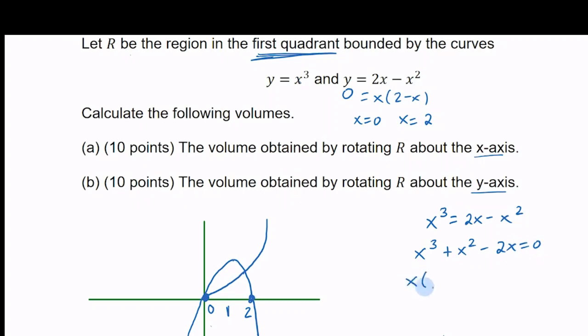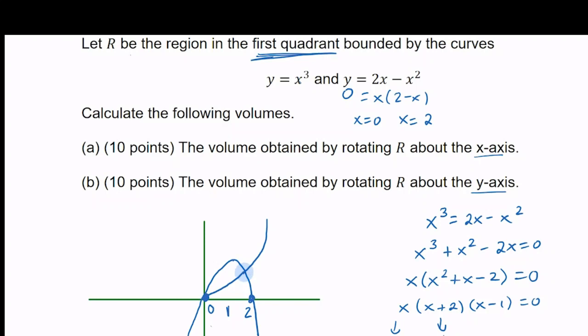We get x we can factor out. So x squared plus x minus 2 is equal to 0. x plus 2, x minus 1 is equal to 0. So either x equals 0, x equals negative 2, or from here, x equals positive 1. The only one that makes sense for this point of intersection is x equals 1.